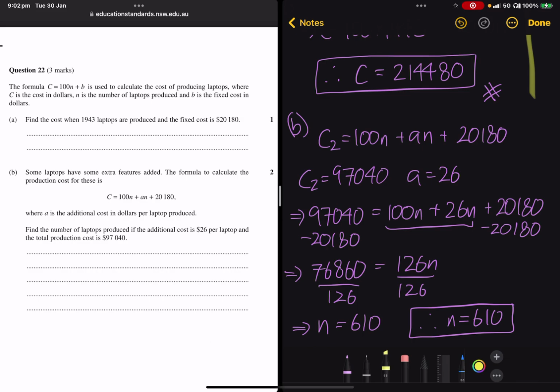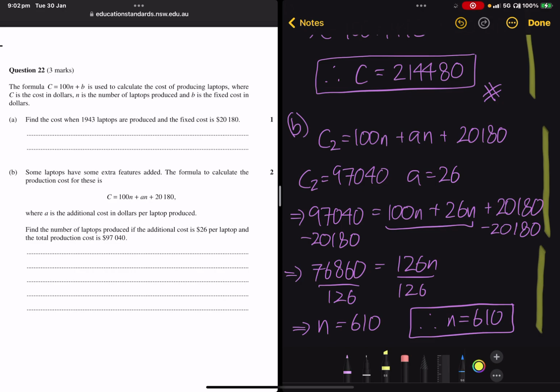In terms of the marking for part B, this is worth 2 marks. You get 1 mark for making correct substitutions into the formula. So for identifying C and A as being equal to certain values, C in this case being equal to 97,040, I've called it C2, you could have just called it C, it works either way. And then you get the answer mark for a correct solution. So getting n is equal to 610.